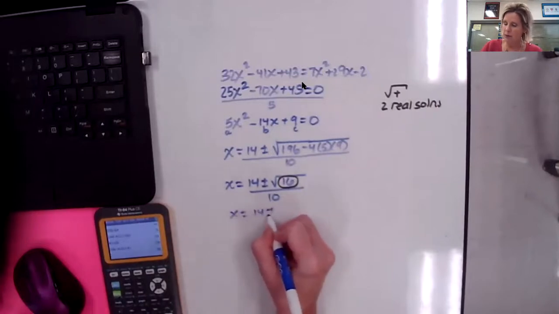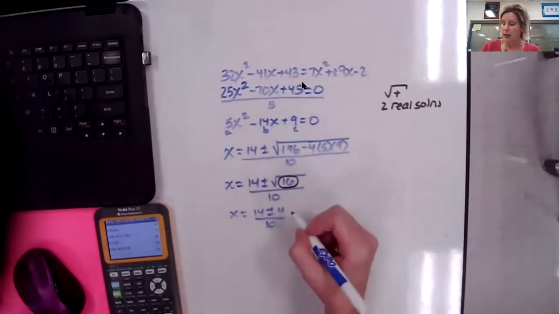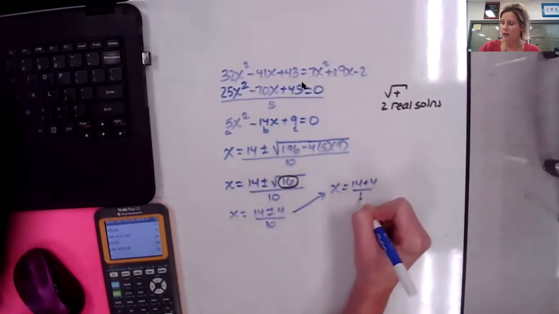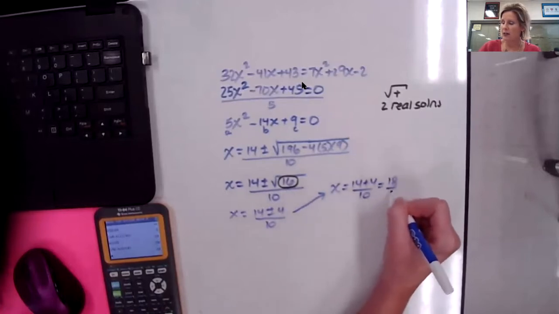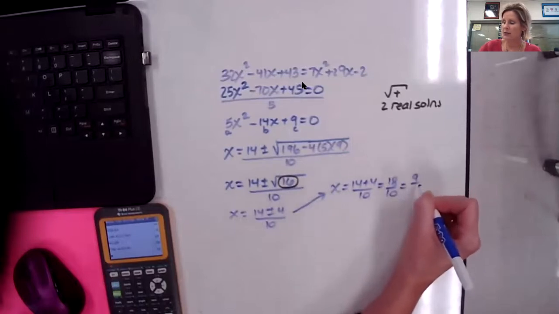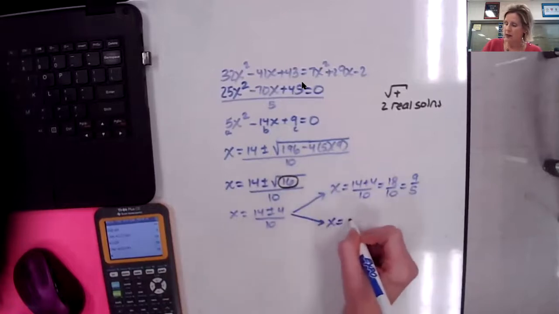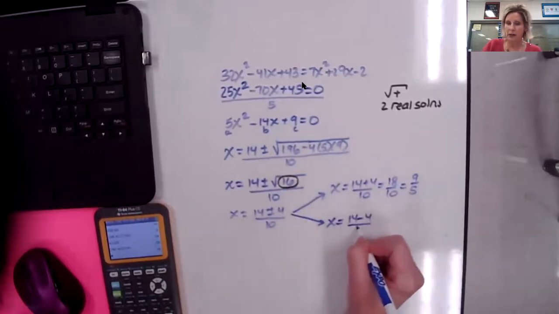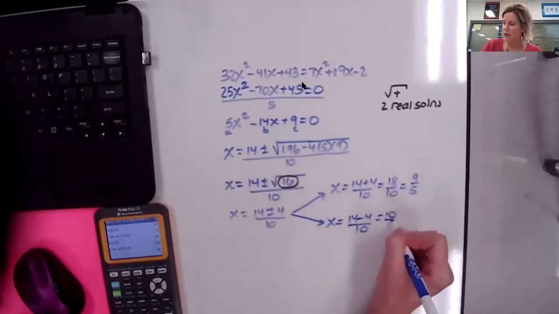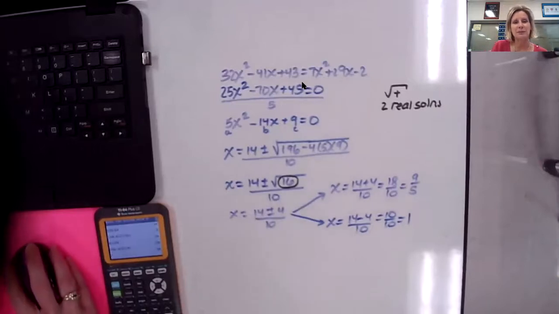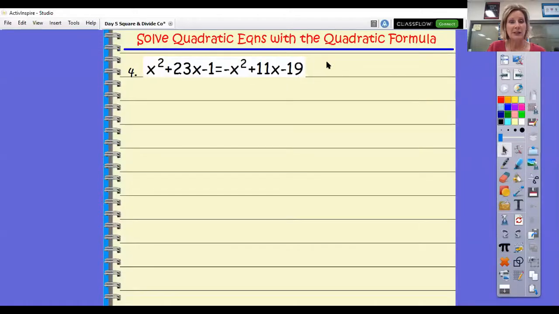So x equals 14 plus or minus the square root of 16, which is a nice 4, over 10. Now, that means that x is either 14 plus 4 over 10, which is 18 over 10, divide by 2 is 9/5. Or x equals 14 minus 4 over 10, which is 10 over 10, or 1. So those are your nice, neat solutions. Copy this down. This is your last quadratic formula problem.